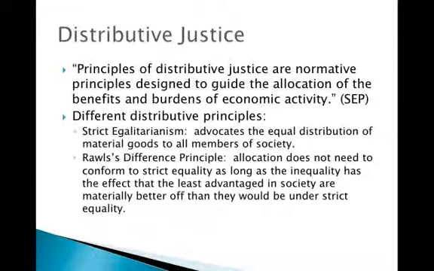So throughout most of the 20th century, we thought there were just two ways you could distribute inequalities. One, strict egalitarianism. The Marxist view, it advocates the equal distribution of material goods to all members of society. And then on the other side, there's the free market view, where there are just inequalities. And then there's Rawls' kind of middle position, which is his difference principle. Allocation doesn't need to conform to strict equality as long as the inequality has the effect that the least advantaged in society are materially better off than they would be under strict equality. And recall, in Society 3, the worst off are better off than they are in the strict equality situation. And I pointed that out for a reason. Okay.